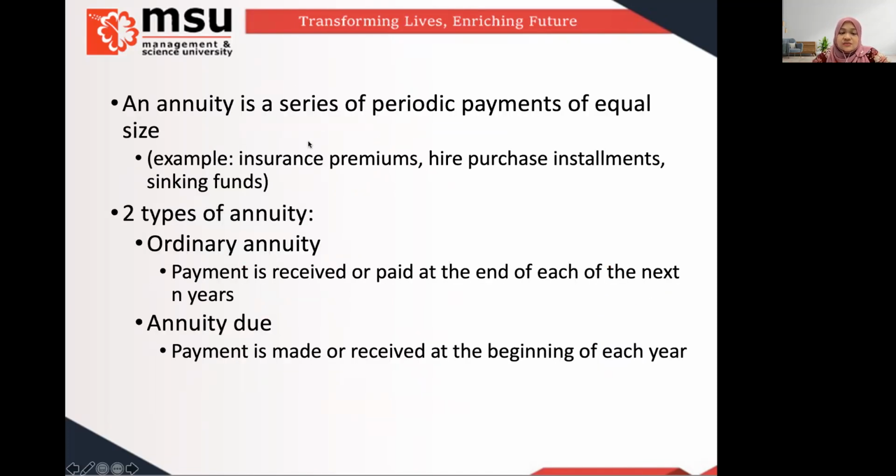Okay, so an annuity actually is a series of periodic payments of equal size. It means that the payment will be fixed, the same for every year. Examples of annuities are insurance premiums, hire purchase installments, or sinking funds. It can also happen for fixed deposits for investment. It can also be a fixed payment. All right. So the two types of annuity are ordinary annuity and annuity due.